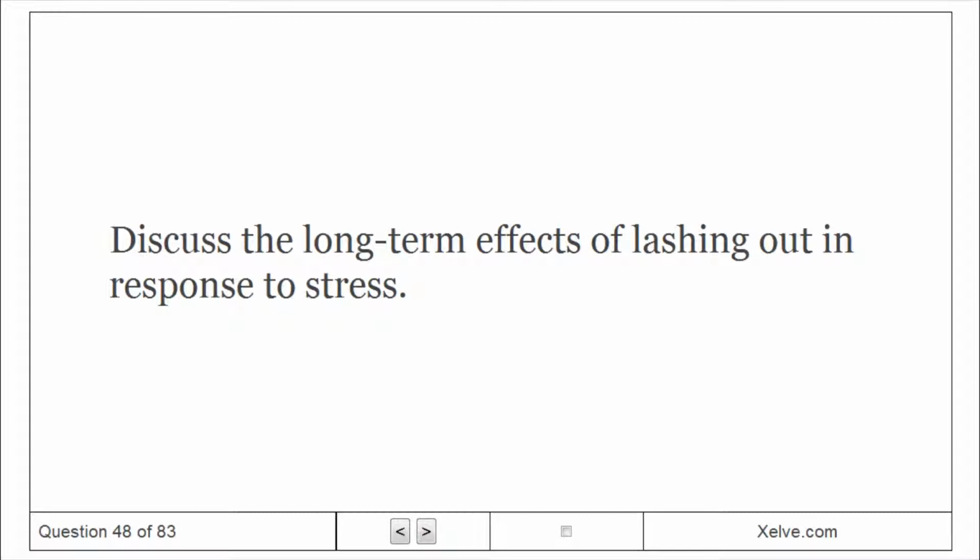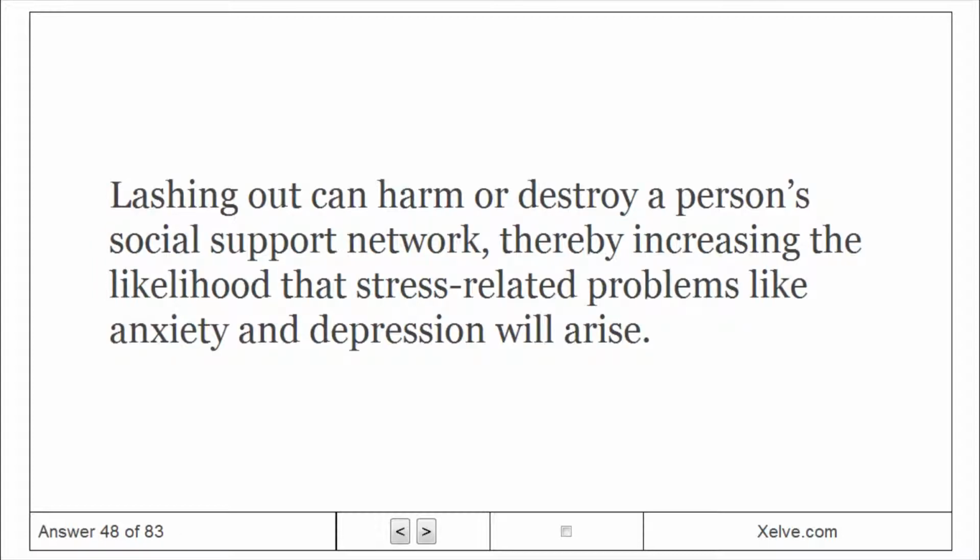Discuss the long-term effects of lashing out in response to stress. Lashing out can harm or destroy a person's social support network, thereby increasing the likelihood that stress-related problems like anxiety and depression will arise.